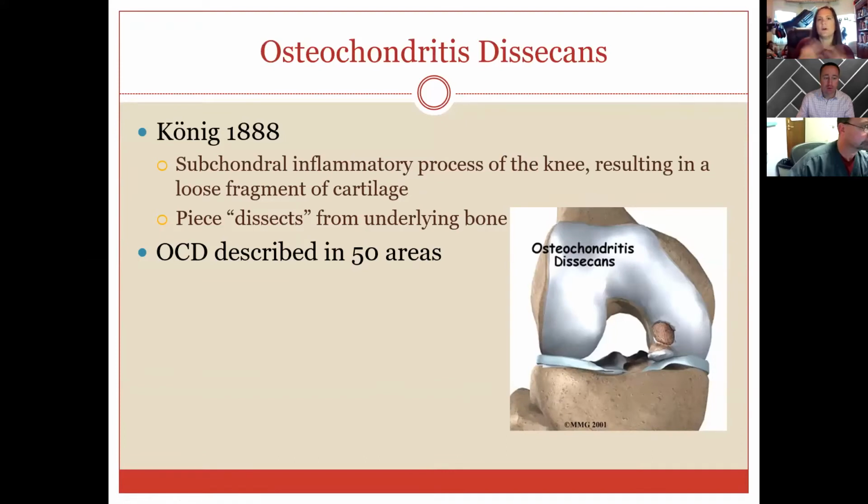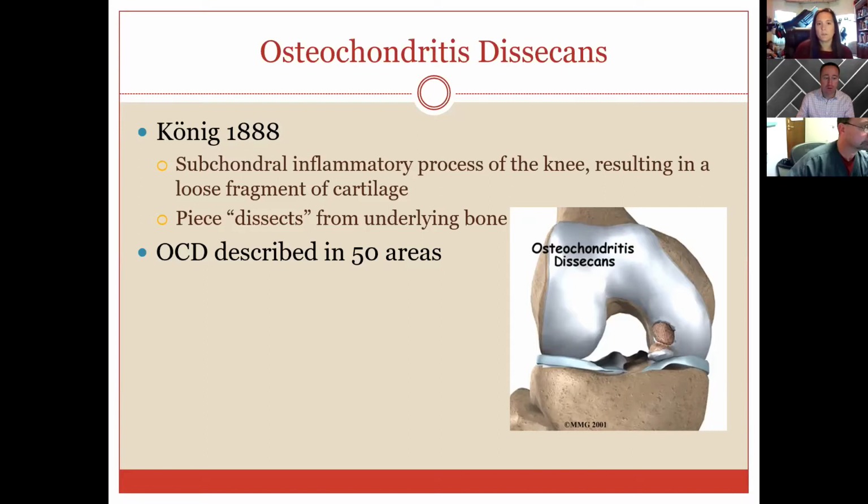So OCD, so osteochondritis dissecans. From the Latin, osteo is bone, chondro is cartilage, and dissecans is actually kind of a made-up word, but it actually is kind of related to dissecting. This piece is actually dissecting from the underlying bone. And it was first described in 1888 by Dr. Koenig in Germany. And what he had noticed was that there was a subchondral process. And what actually happens, and I'll get more into the pathology of this, is that this is actually a bone disease that affects the cartilage.